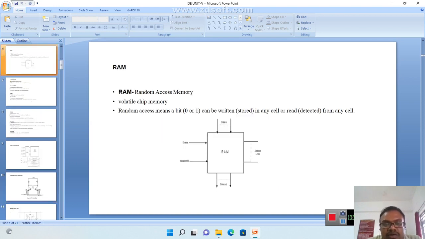Now we are going to discuss the RAM, random access memory. It is a volatile chip memory. Random access means a bit, 0 or 1, can be written and stored in a cell or read. It can be accessed in any of the cells. Here is the structure of RAM. Here is data in, like an input, and here is data out, like an output. There are address lines that decide where it is stored, which address we are going to store in.